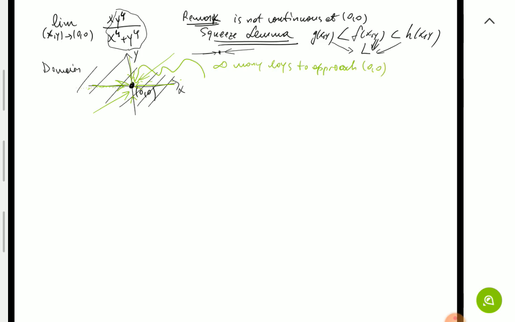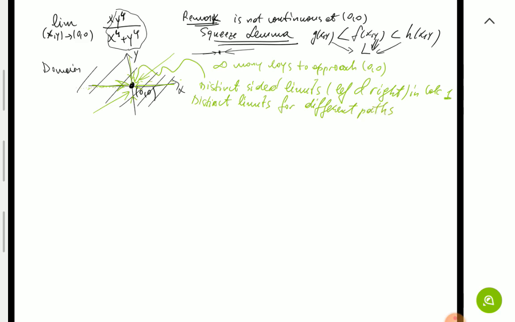And the problem is that if the limit doesn't exist, you may have different limits for different paths. So the equivalent, we can write it here in words, of distinct sided limits, left and right, in calculus 1, in calculus 3 is equivalent to potentially distinct limits for different paths to the limit point (x naught, y naught), or (0, 0) in this case.